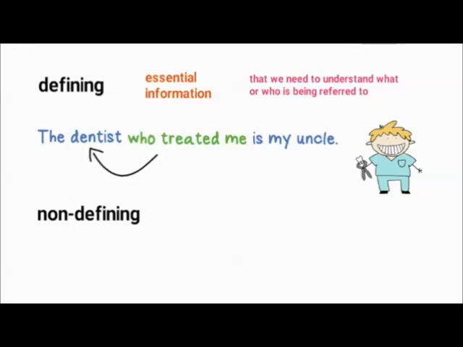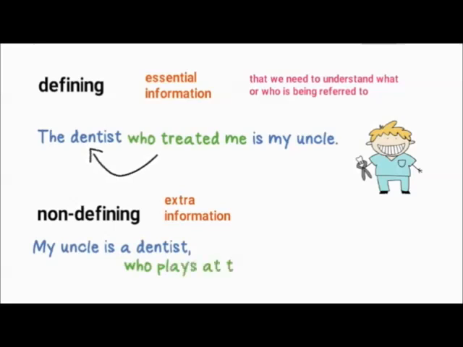Whereas relative clauses that give us extra information are called non-defining relative clauses. For instance, my uncle is a dentist who plays at the same cricket club as you. We already know which dentist, it's my uncle. Who plays at the same cricket club as you does not tell us which dentist we are talking about. It just adds extra information.